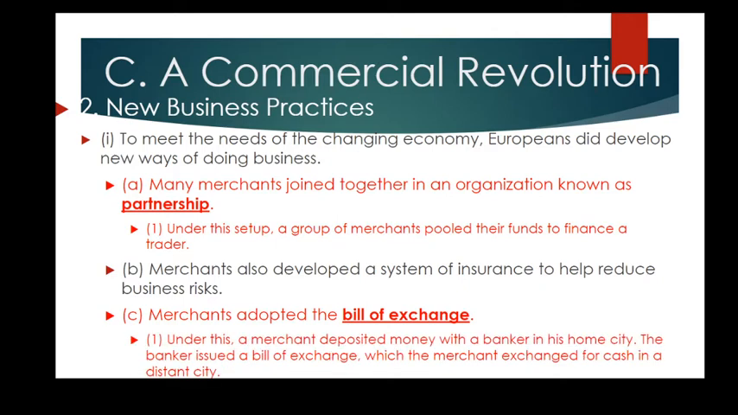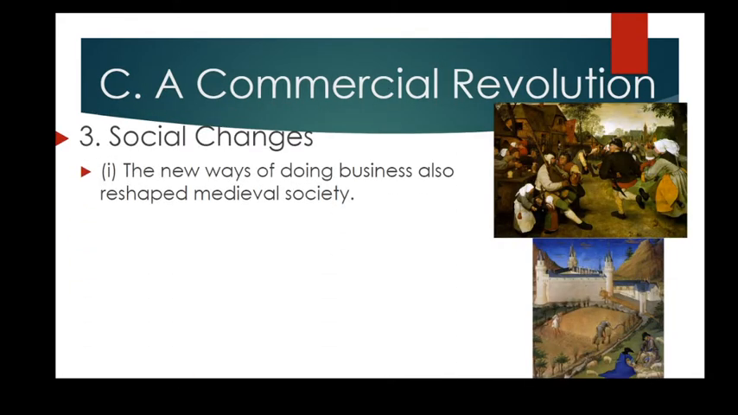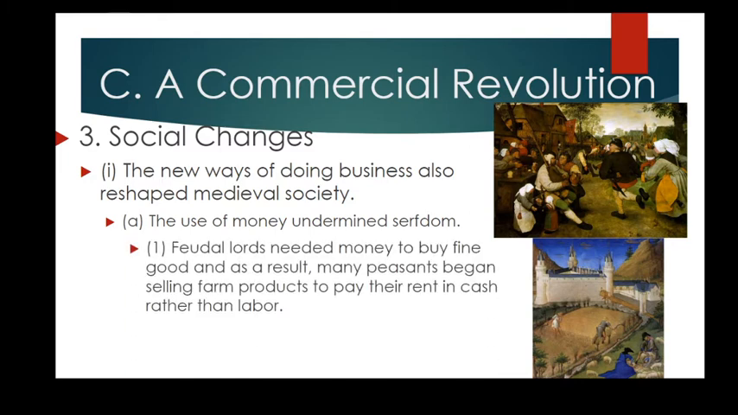So under this, a merchant would deposit money with a banker in his home city. The banker issued a bill of exchange, which the merchant exchanged for cash in a distant city. It made banking a lot easier. So there's also going to be some social changes, new ways of doing business in medieval society. Some of this was what helps get rid of serfdom, gets rid of feudalism, and eventually starts making classes again of, everybody's free, but you have the poor class, middle class, and rich class.